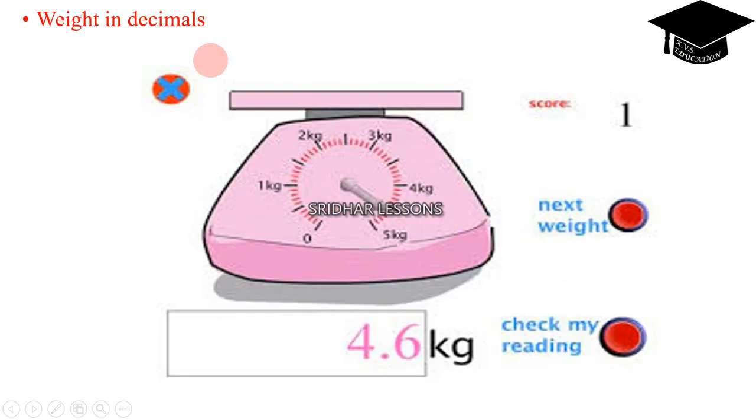Next, the weight in decimals. 4.6 kgs. This shows 4.6 kgs. That means 4 kgs 600 grams.